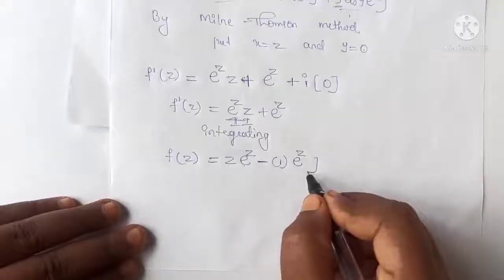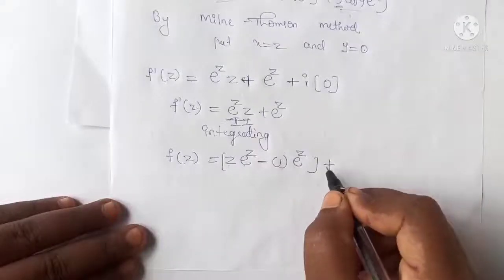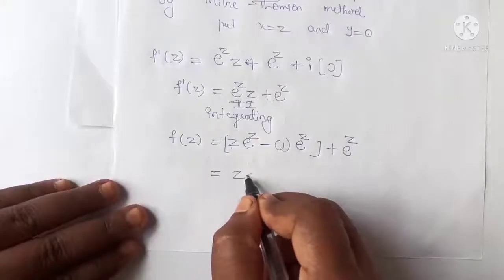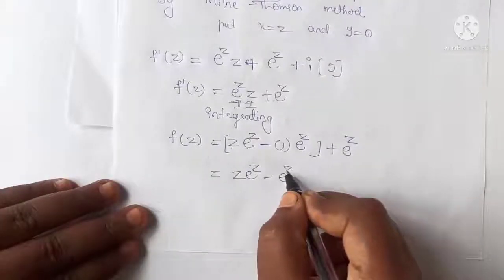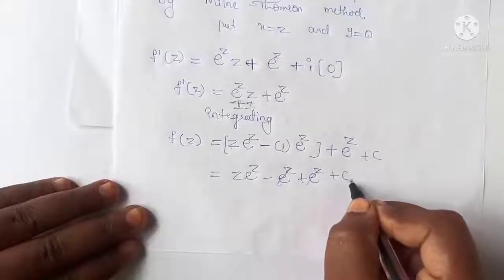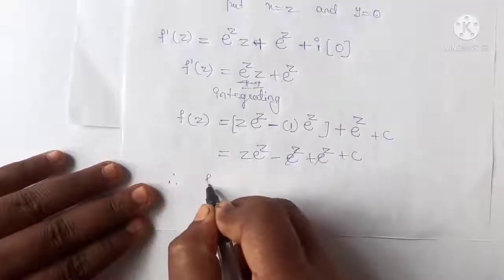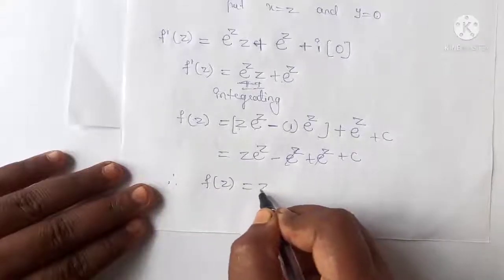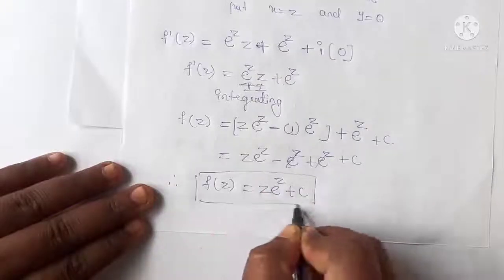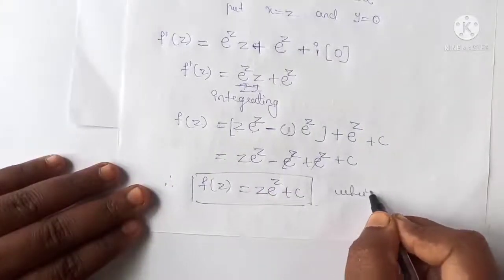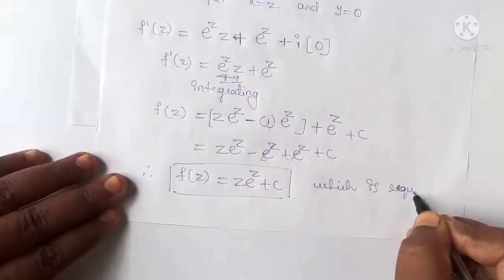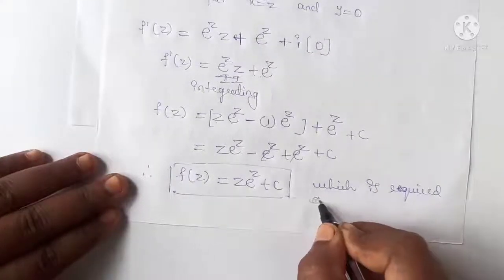Okay, now plus e^z integration is e^z only. So simplifying, z e^z minus e^z plus e^z gets cancelled, we can add one integration constant here. So therefore f(z) equals z e^z plus c, which is the required analytic function.